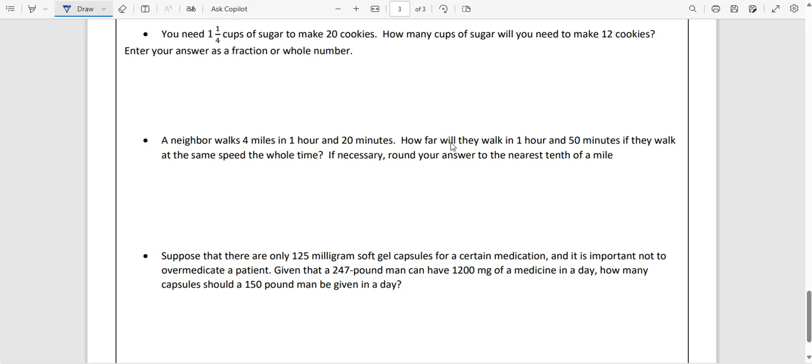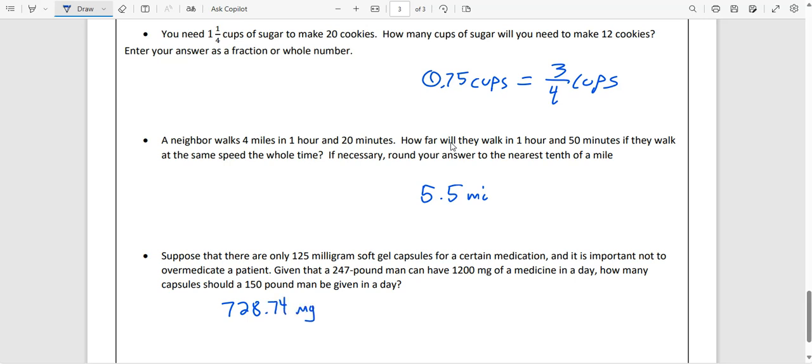Okay, you should get either 0.75 cups or 3/4 cups. Both are exact answers, so both would be full credit, no rounding. For the next one, 5.5 miles. And for the last one, you kind of have to do it in two steps. First, 728.74 milligrams, and that ends up being 5 capsules.